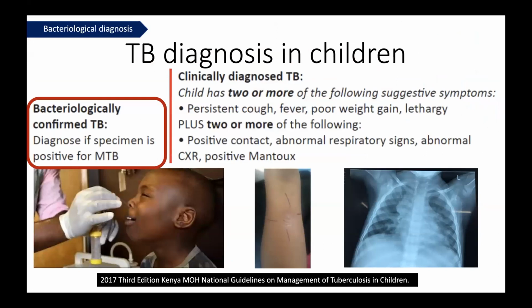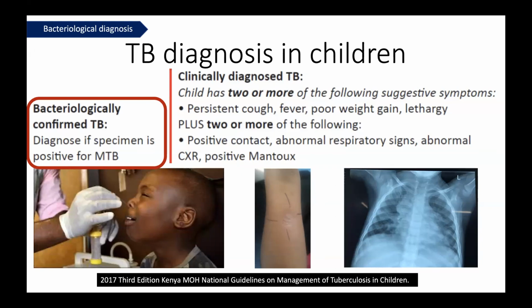So in TB, in children, when we diagnose TB, most of the time it's largely a clinical diagnosis. And we have the guidelines that are out there, including the 2021 guidelines. And clinically diagnosed TB is when a child has 2 or more of the following suggestive symptoms: the cough, we talked about chronic cough, the fever, poor weight gain, and lethargy. And for these children, then we suspect TB.